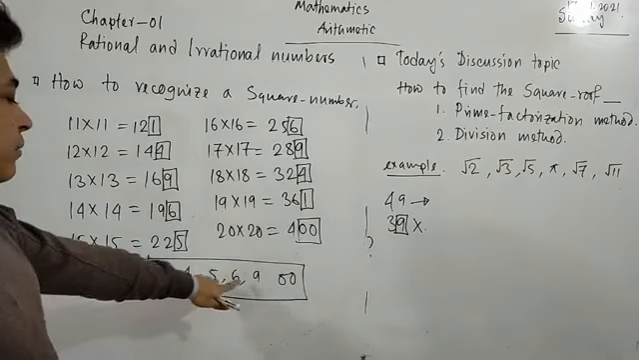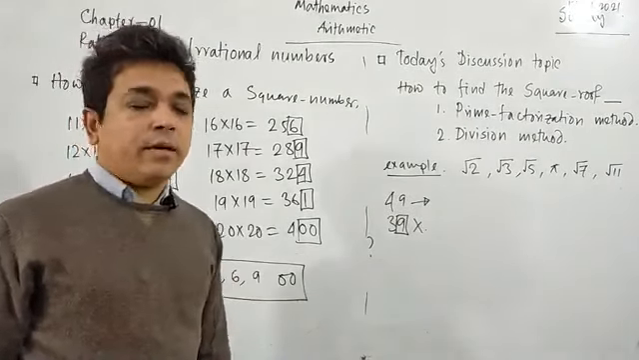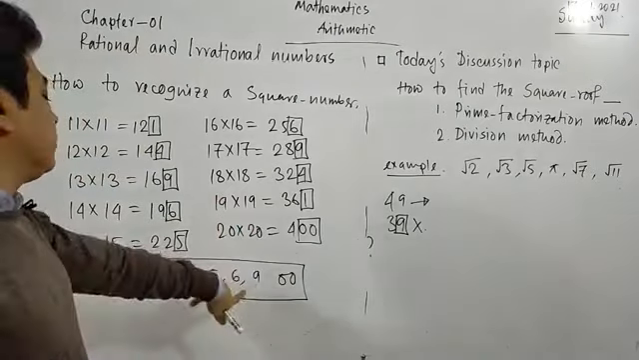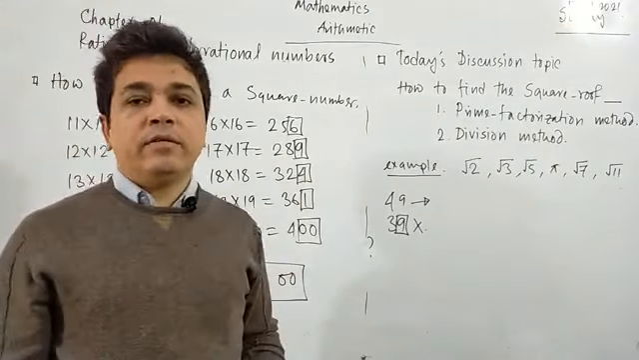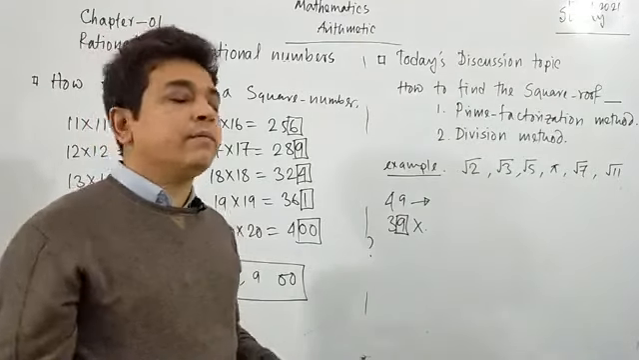This is 1, 4, 5, 6, 9, and 00. When you get these digits in the unit position, we can say that the group of numbers should be or may be a square number.